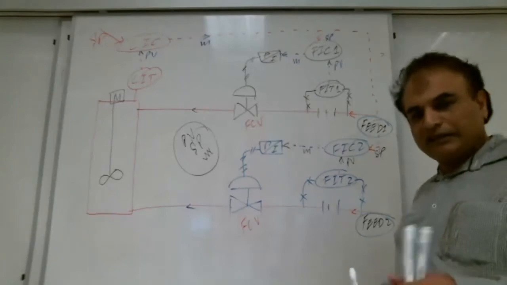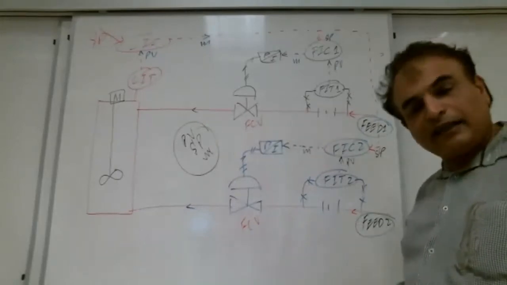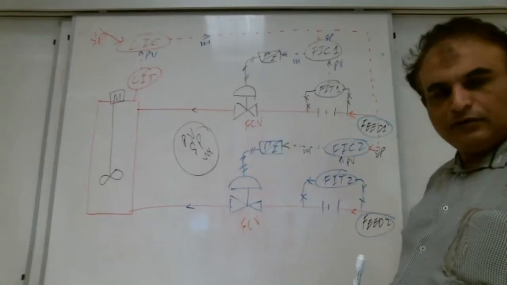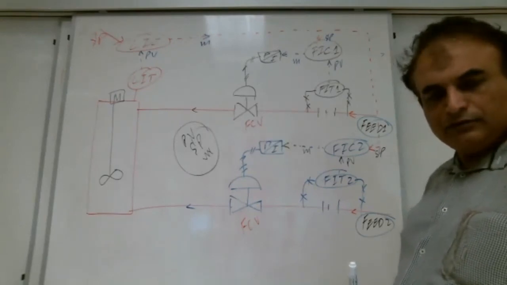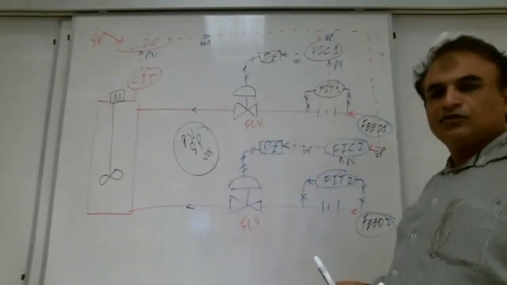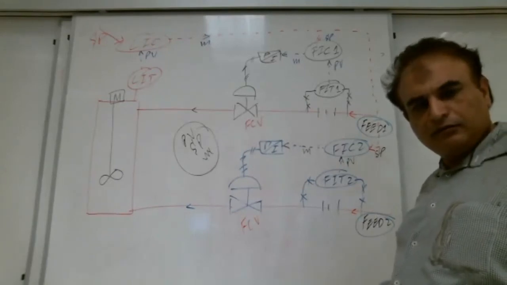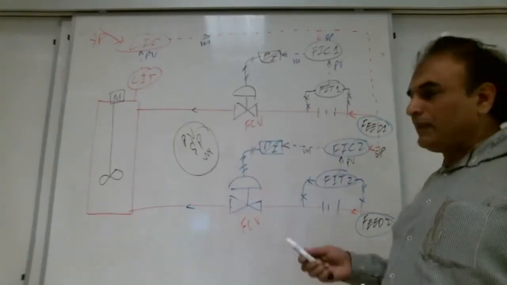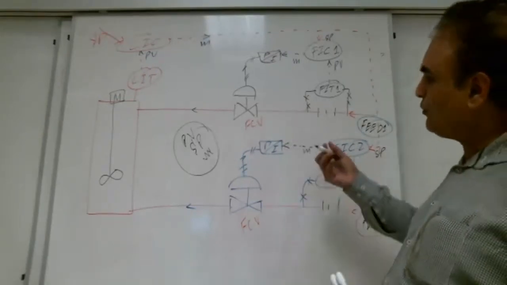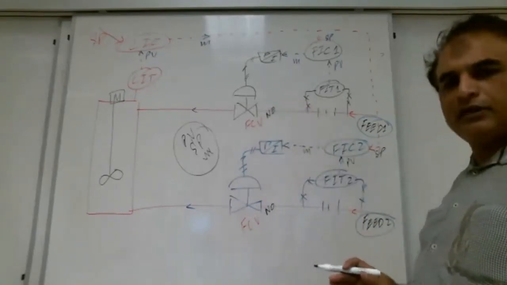Let me explain once again. Imagine this plant is working 24 hours, all the time. Right, Shabab? So all the time, 24 hours, it is working. So these valves should be normally open or normally closed? Normally open, right? So whenever you want, you close them. So we put them normally open, and whenever you want, you close them.